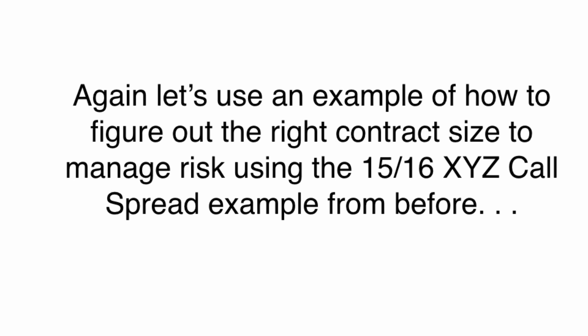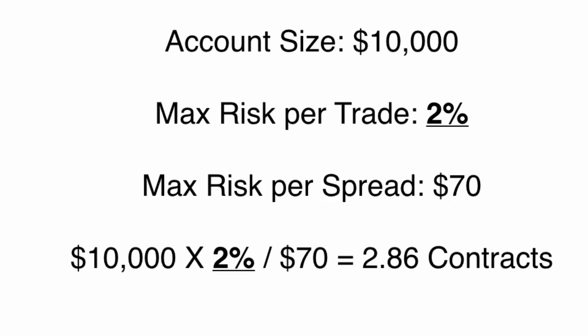And again, let's use an example of how we figure out the right contract size, because we're talking about it. So let's figure out how we figure out the right contract size to manage risk using the 15/16 XYZ call spread example from before. So let's say you have an account size of $10,000, which is a pretty average account size for those of you who are getting started. You may have more, you may have less. The max risk per trade, let's say, is 2% risk of your account size. So that means that 2% of that would be a max risk per spread of $70.